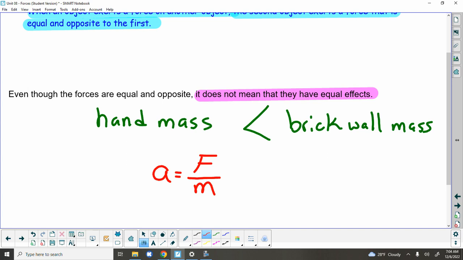In fact, several years ago, there was a student who, in a moment of frustration during gym class, punched the brick wall down in the gym and broke their hand and their wrist. So that happened to them because their hand has a small mass. The wall, totally fine.